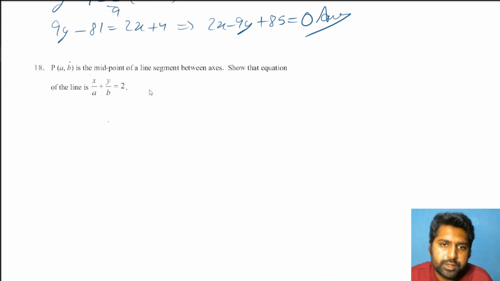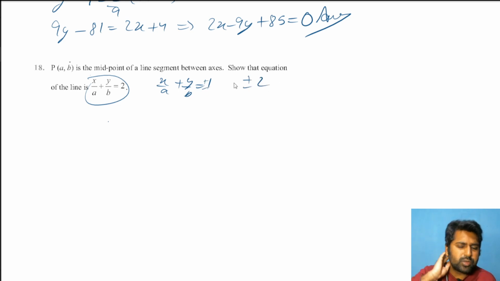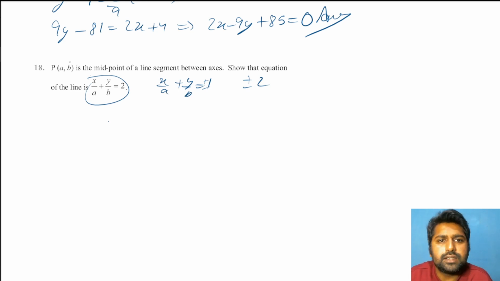Although again it's a proving question, you might think that proving questions are not so important, but not just from a subjective point of view, from an objective point of view. They can give you 4 options, x by a plus y by b. Instead of 2, they'll give you 1, minus 1, plus minus 1, plus minus 2, and then ask you which one is correct.